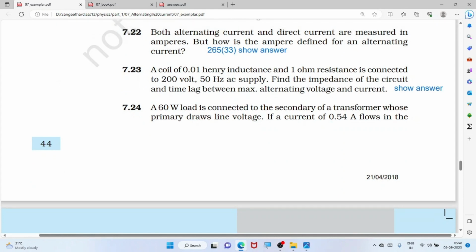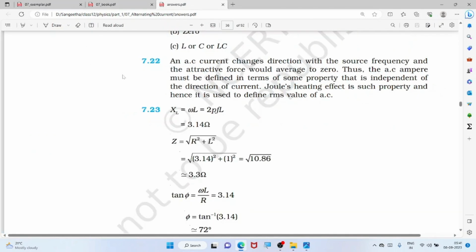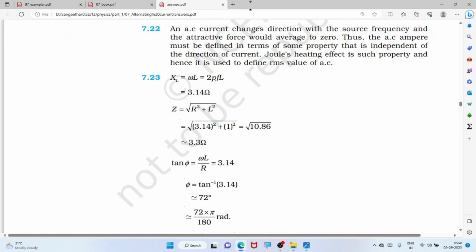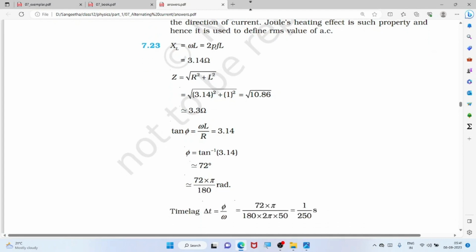A coil's inductance, resistance, voltage and frequency are given. Find the impedance of the circuit and the time lag between the alternating voltage and the current. Because it is an LR circuit, first compute the reactance 2πfL, then the total impedance, then the phase between the voltage and current using this.